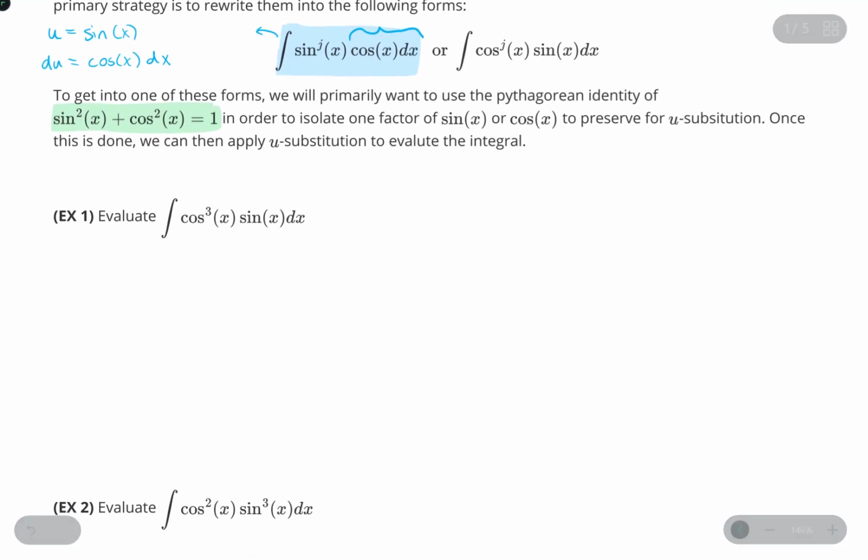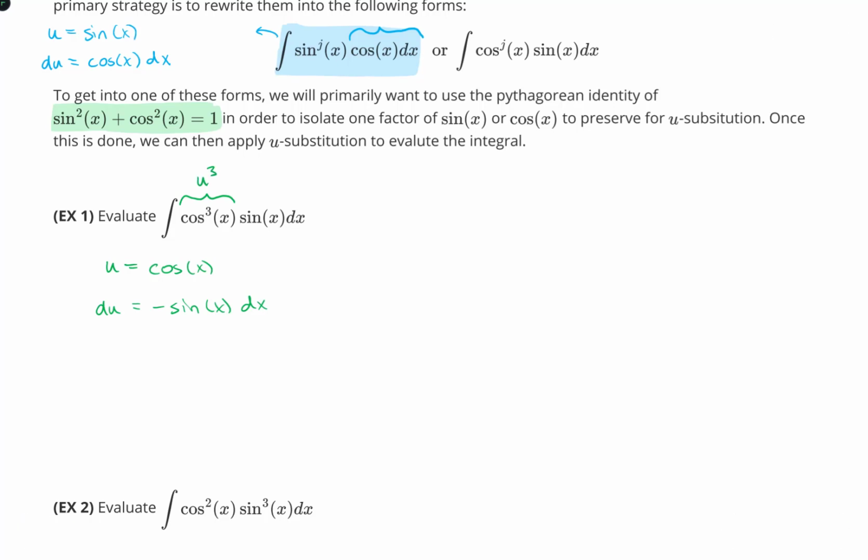All right, now starting with this first example, what I have is cosine cubed of x times sine of x dx. Now sine is already power 1, which is great. We can use that for the preserved factor with u substitution. So for instance, I can write u is cosine of x, and then du, cosine's derivative is negative, so this will be negative sine x dx, so that this term right here would become u to the third power.